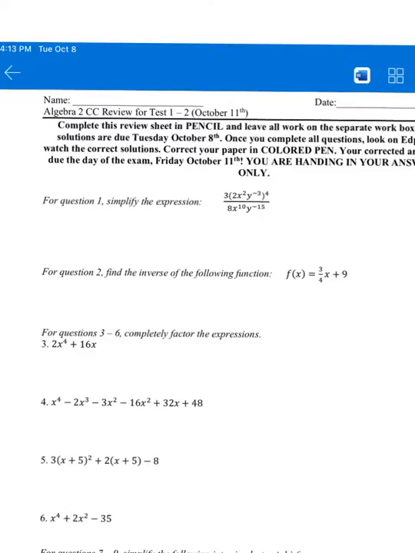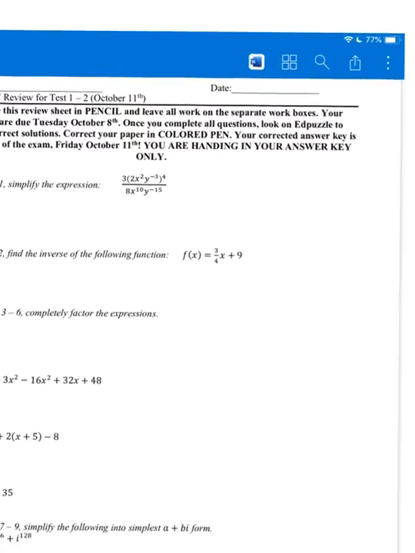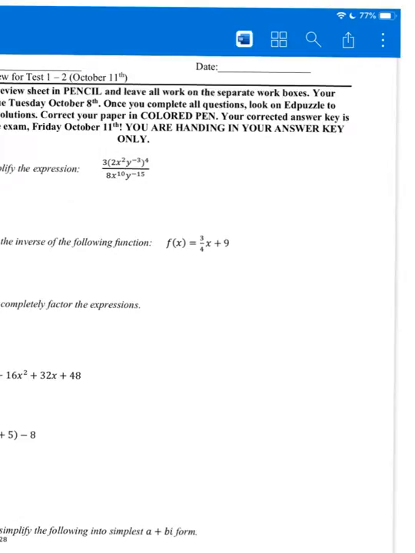So for this question, the part of the numerator, 2x squared, y to the negative third, is being raised to the fourth power. So that 3 is going to be multiplied by after the fact. So we have 3 times 2 to the fourth. You're not doing 2 times 4 because it's a coefficient. You do 2 to the fourth normal. So 2 to the fourth is 16.